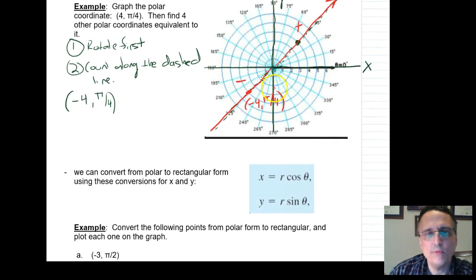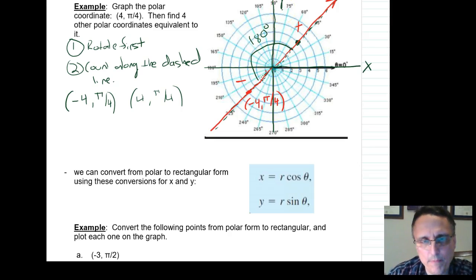All right, so what we can see here is that these polar coordinates are 180 degrees apart from each other. The difference between -4, pi over 4 and 4, pi over 4 is that they are 180 degrees, 180 degrees along that straight line apart from each other. And that's that. All right, so that's all that I wanted to cover today regarding polar coordinates.